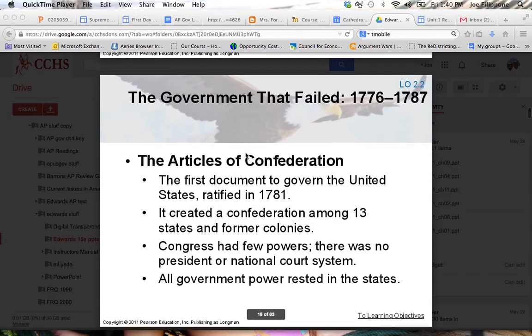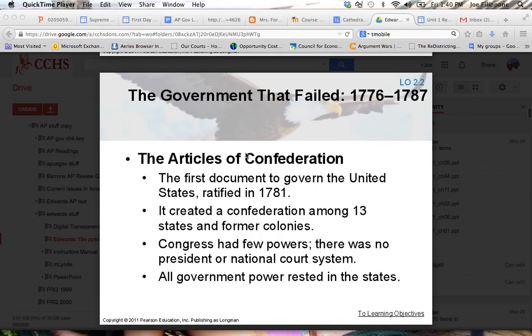Okay, so really the Articles of Confederation. In 1776, they basically came up with this idea that we actually need something to govern us if we're going to rebel and fight against the British. So they came up with the Confederation, the Articles of Confederation. And the Articles of Confederation really was the first constitution in the United States. It was ratified in 1781 at the end of the Revolution. And basically it was a confederation among the 13 states or former colonies.